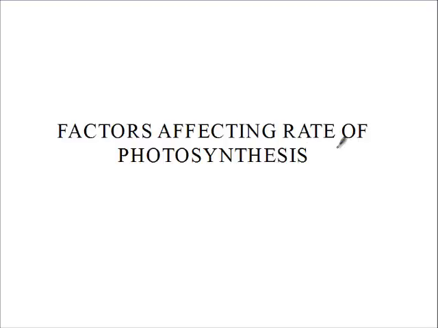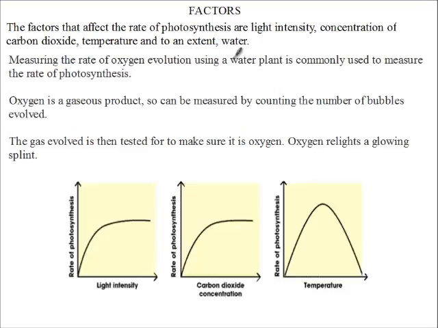When we say rate of photosynthesis, we're talking about how fast the process of photosynthesis is taking place. So now let's see the factors. The factors that affect the rate of photosynthesis are light intensity, concentration of carbon dioxide, and temperature. Sometimes to an extent we can talk about water. Okay, so these are the factors that affect photosynthesis. There are three main ones: light intensity, concentration of carbon dioxide, and then temperature.